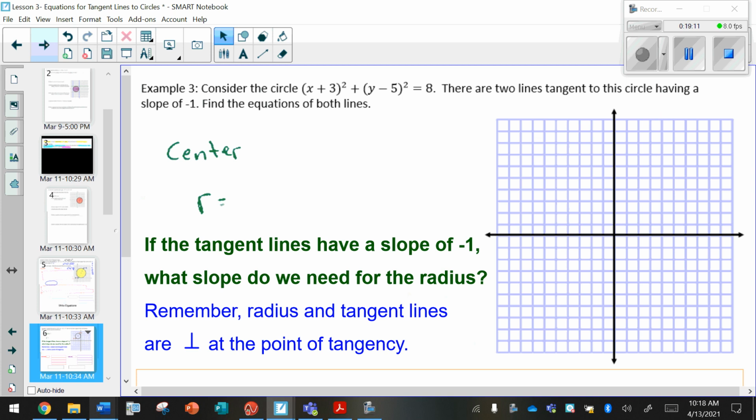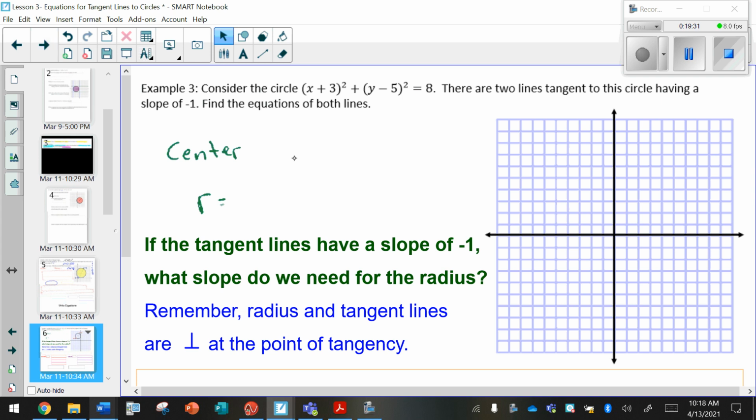Consider the circle (x + 3) squared plus (y - 5) squared equals 8. There are two lines tangent to this circle that have a slope of -1. Find the equations of both lines. We know the slope of the tangent lines already. We just need to find the intersection points between the tangent lines and the circle.